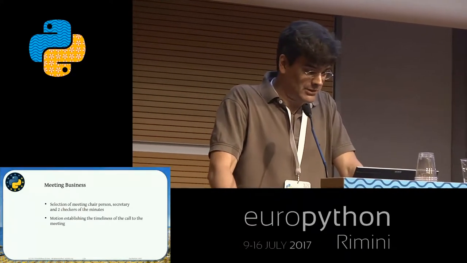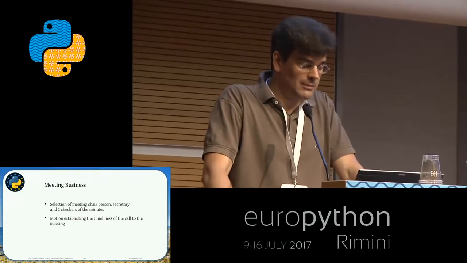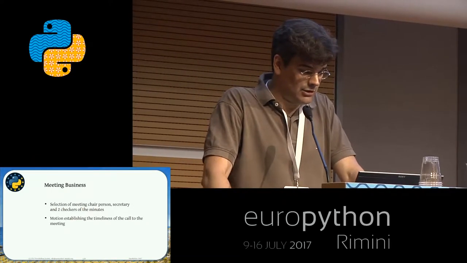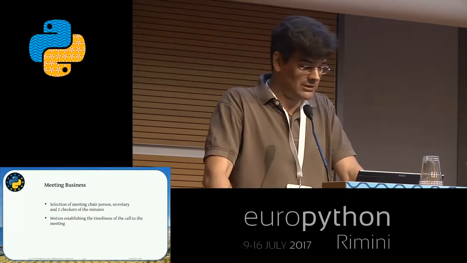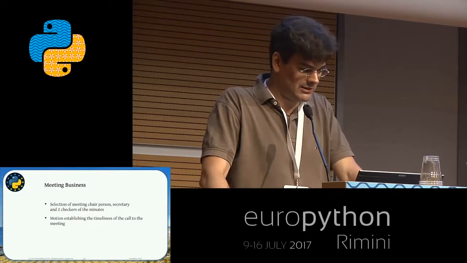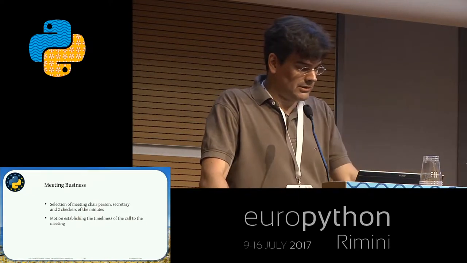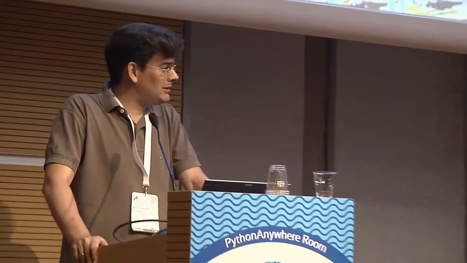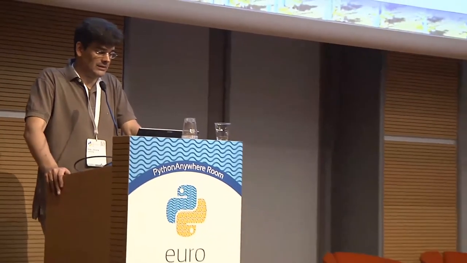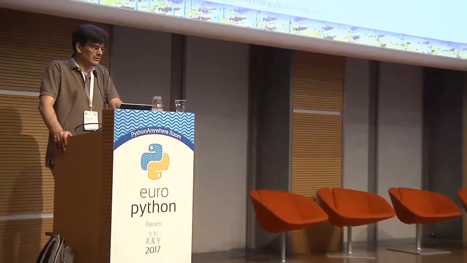So, meeting business. What we need for the General Assembly is to decide on a chairperson for the meeting. We need a secretary and we need two checkers of the minutes. So the first thing that we need is a chairperson. I would suggest, I don't know, maybe Alexander can do this, because you have the microphone. And then we need a secretary, someone who can take the minutes.